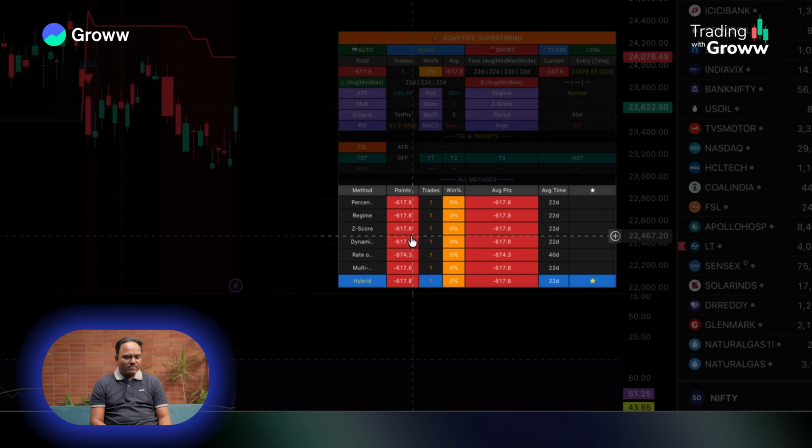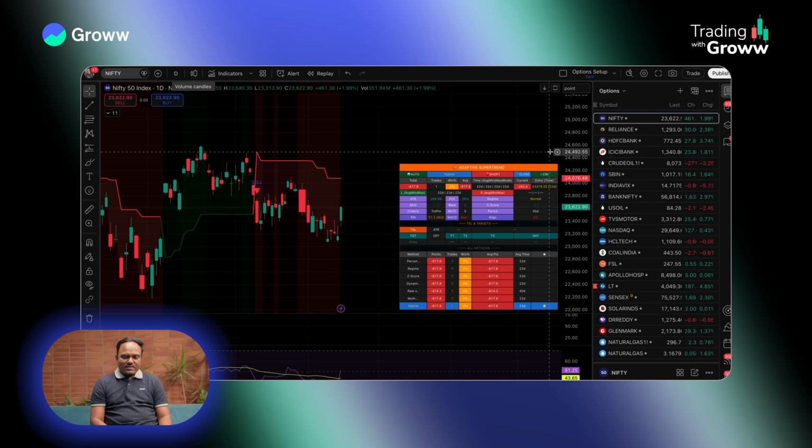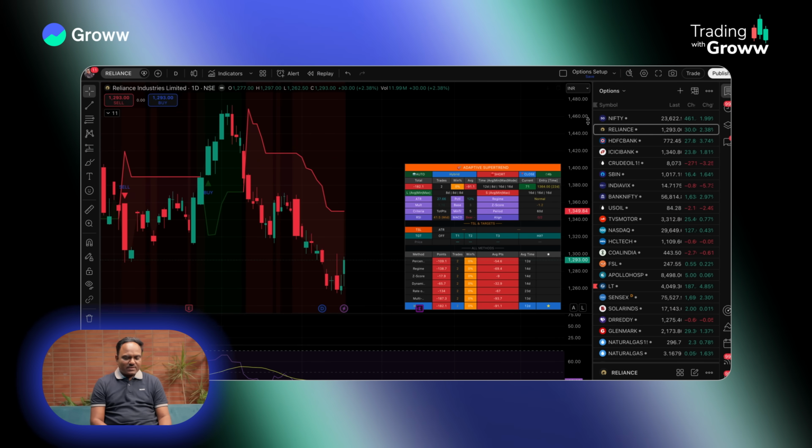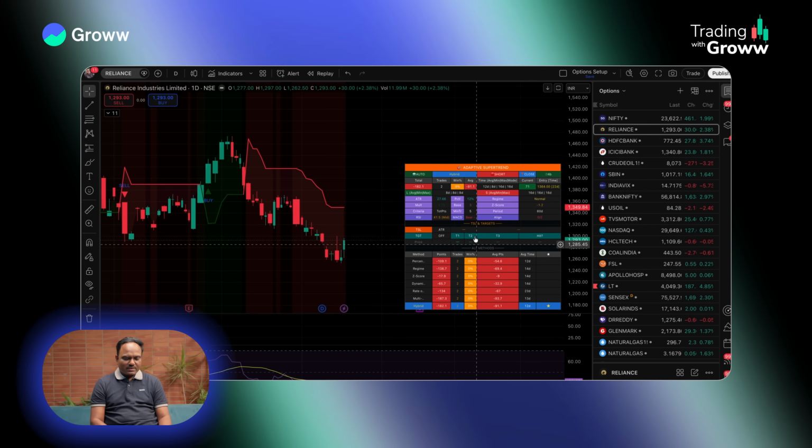If we use, we will end up losing money. So you can actually take one more, for instance, Reliance, and then see whether it is going to work. Reliance also, pretty much everything is red.